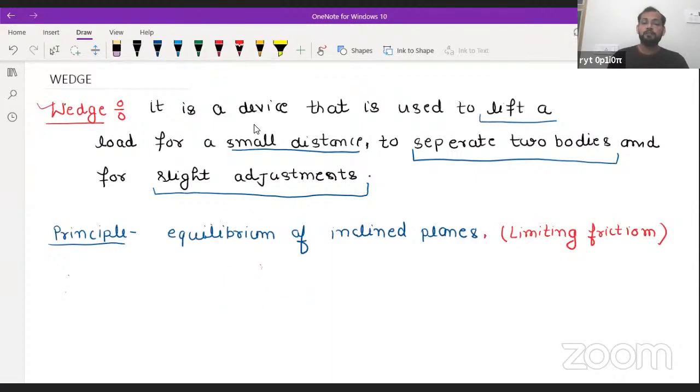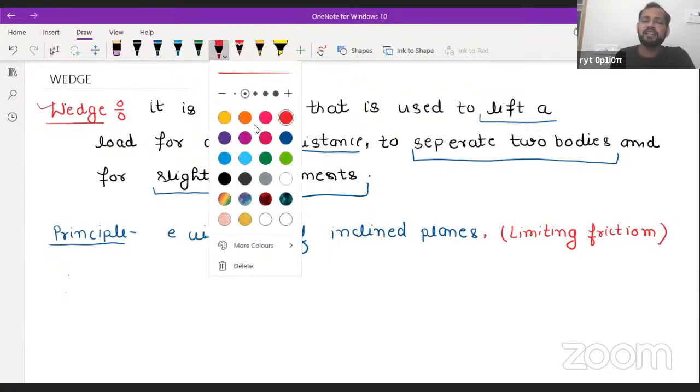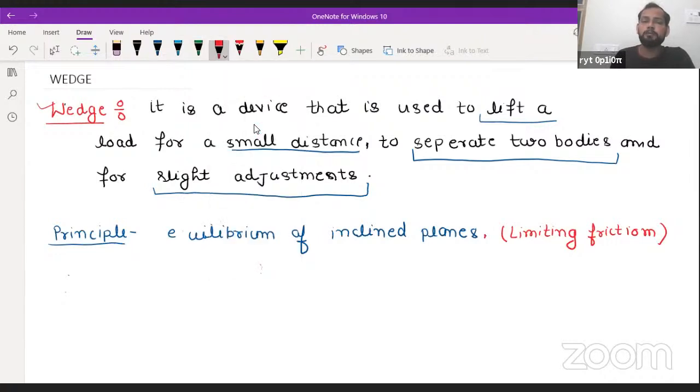So keep one thing in your mind: in the case of wedges, you are going to consider the limiting friction. And what principle are you going to use? The concept is nothing but the equilibrium of the inclined plane, and you have already studied the equilibrium condition of a body.